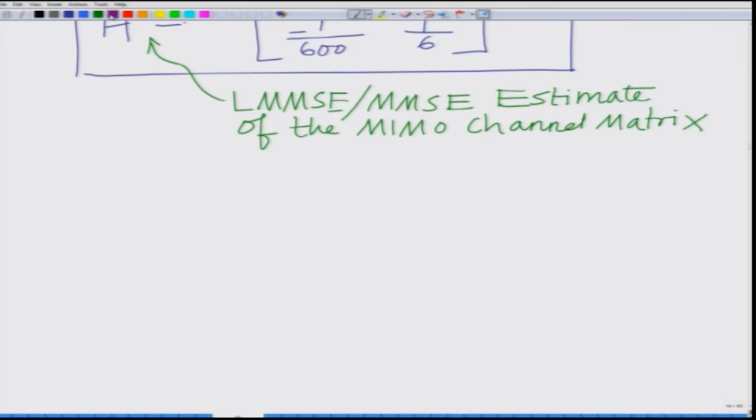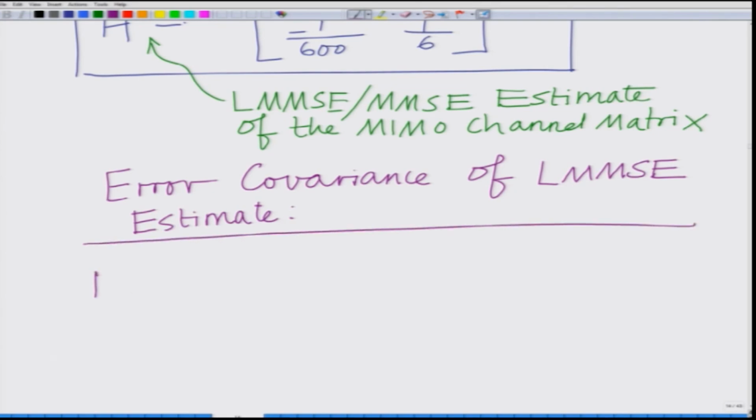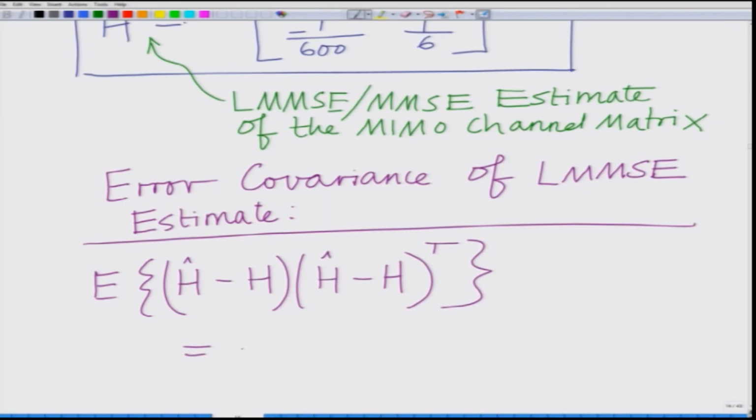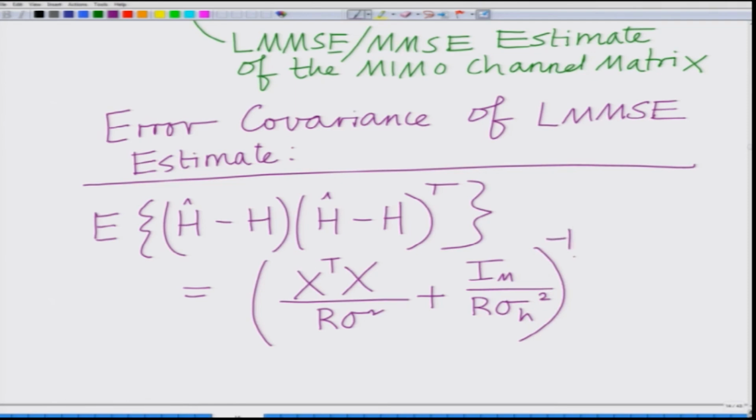Okay, and that has to be clear to you at this point. And now let us compute the error covariance. As I said, I do not need to separately compute the error covariance again, because I have already computed it as part of the calculation of the LMMSE estimate. Error covariance of your LMMSE estimate, that is the expected value of (H hat minus H)(H hat minus H) transpose, which is equal to, and we have already computed this, (X transpose X divided by R sigma square plus I_M divided by R sigma_H square) inverse.